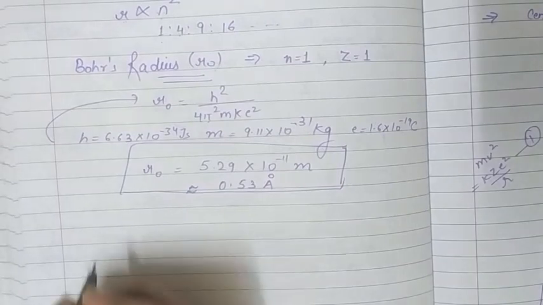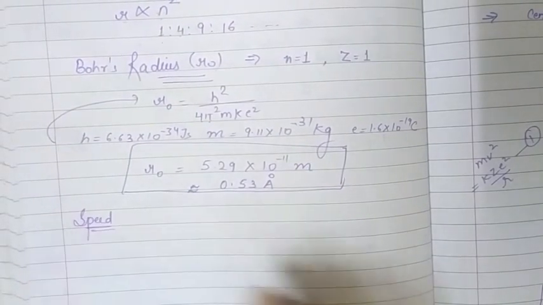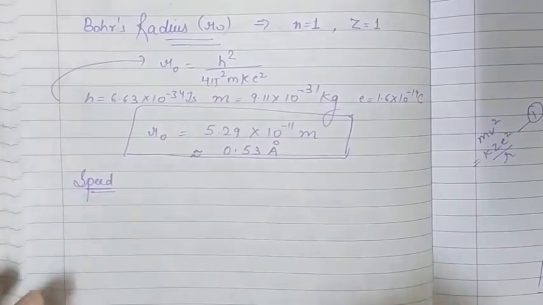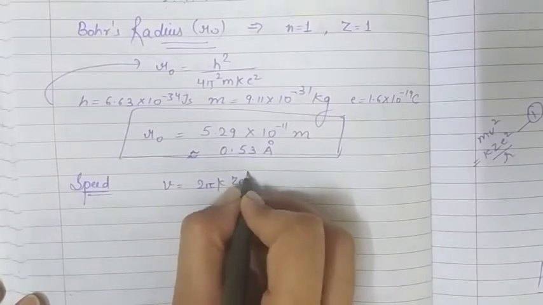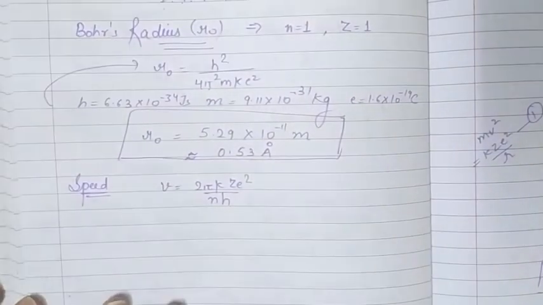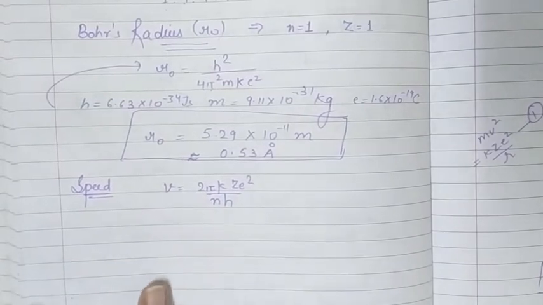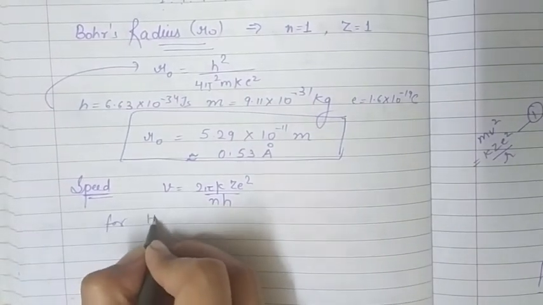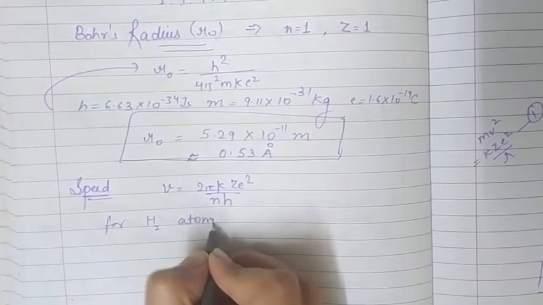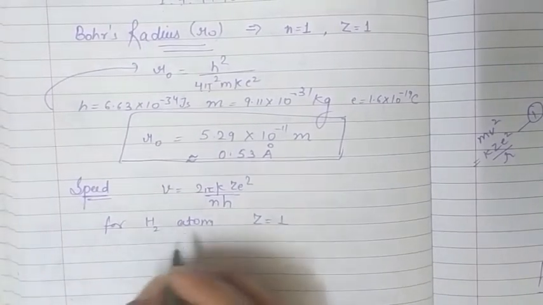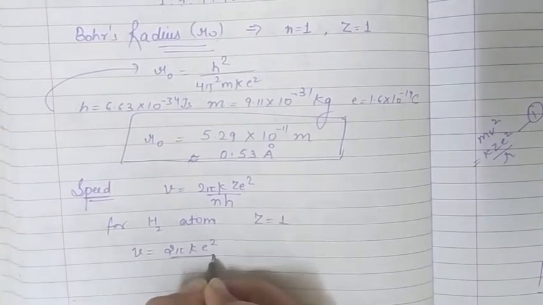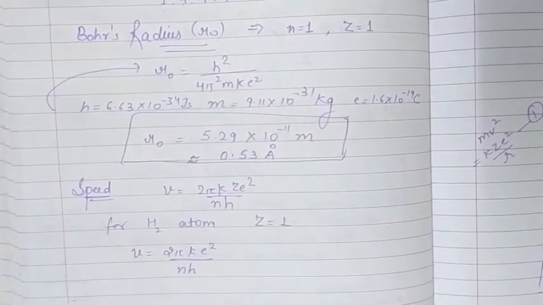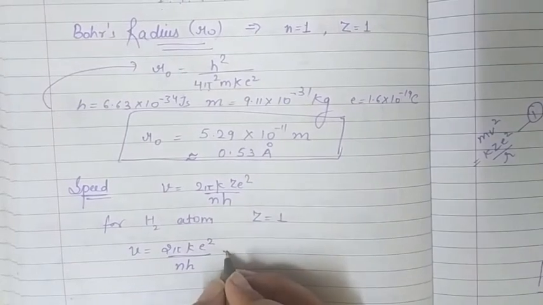Now let's talk about the speed of electron revolving, that is v. For the speed of electron, we have the relation in equation number 4, that is v is equal to 2 pi k z e square upon nh, which shows that speed of electron is inversely proportional to n. Now for hydrogen atom z is equal to 1, therefore the value v is equal to 2 pi k e square upon nh, right? Now I'm going to multiply and divide it by the factor c.